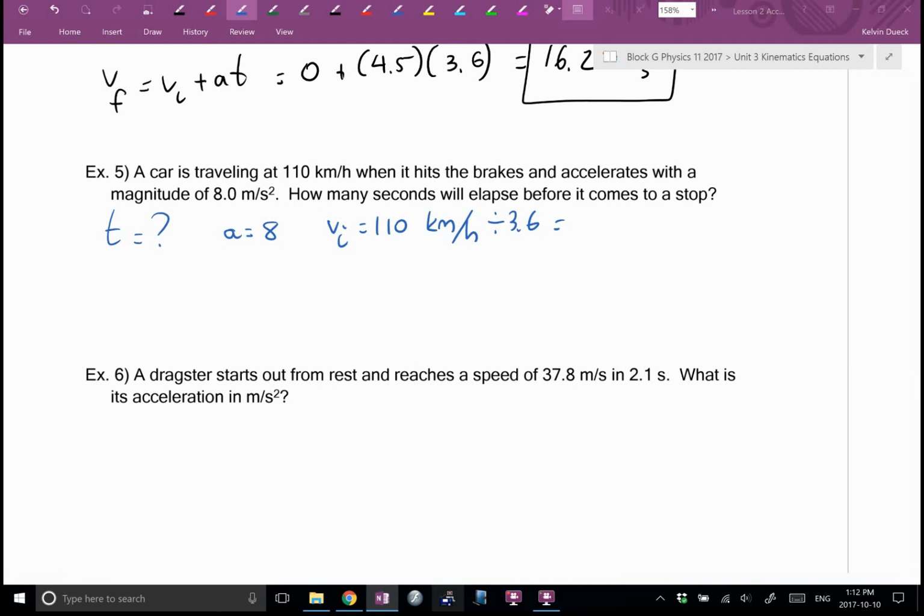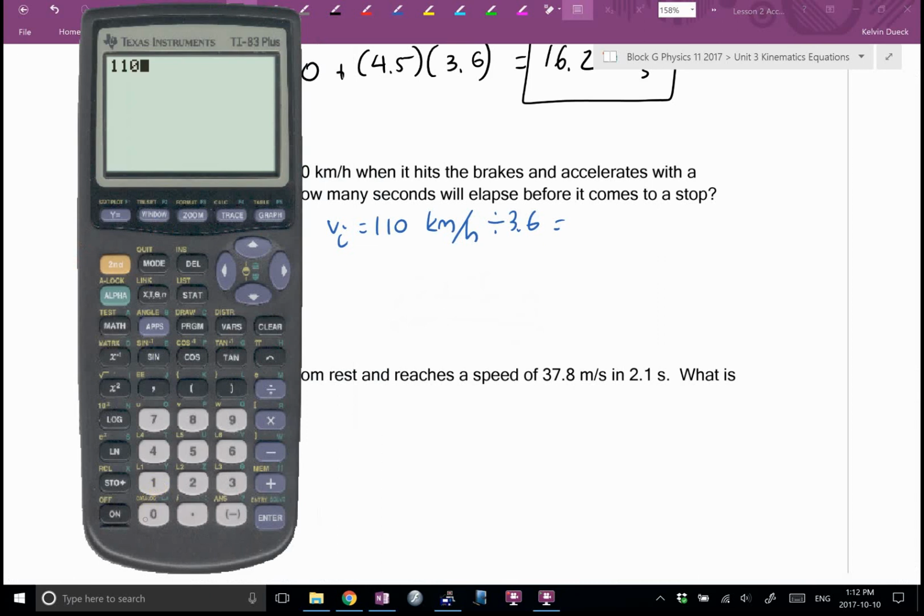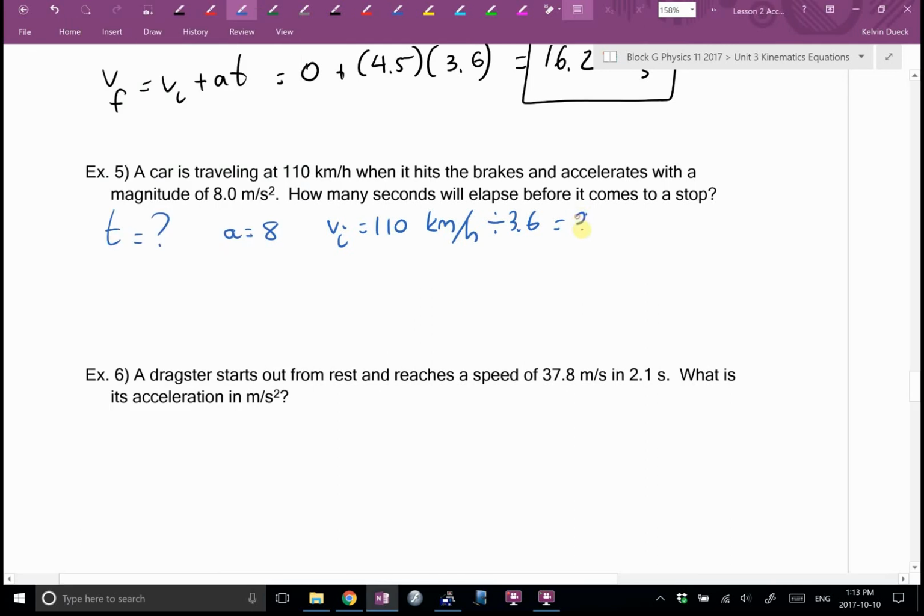Come on, calculator. There we go. It's getting there. 110 divided by 3.6, and I got 30.555. I'll write 30.5 repeating, I guess. And now that's meters per second. My units match. You okay with that, Maddie?